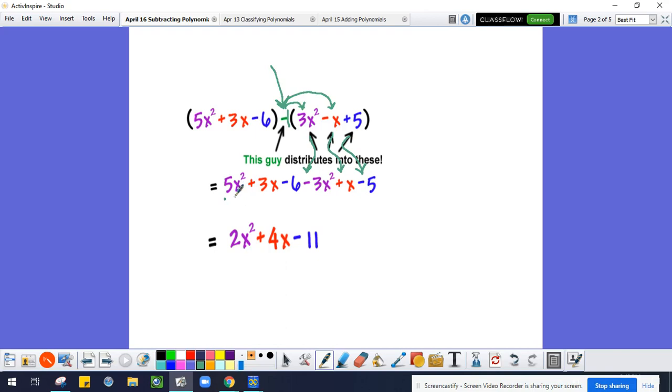And then you would still follow the steps we did yesterday with adding. 5x squared minus 3x squared is 2x squared. 3x plus 1x is 4x. And negative 6 plus negative 5 is negative 11, putting our answer in standard form. Remember, this 2 tells you this is a quadratic. And since there are 3 terms, you would call it a trinomial. Don't forget how to name them. Just because that lesson is passed, we still need to know how to classify them.